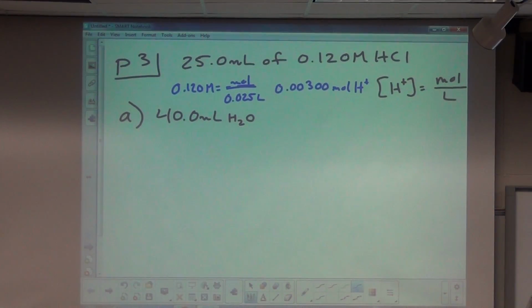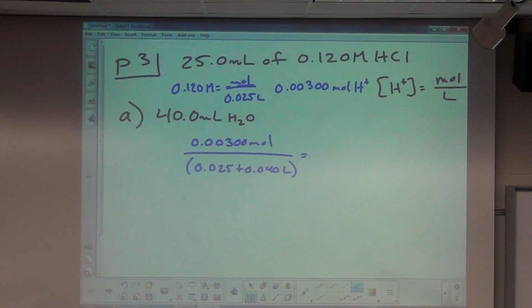Now, you can do this 2 ways. You could simply, this is how I would do it, is just take this now, and now put it over my total. So this is how I would show it. Now I have a new molarity.